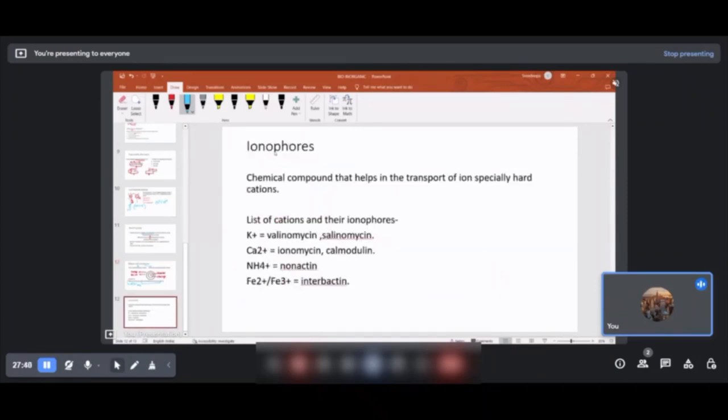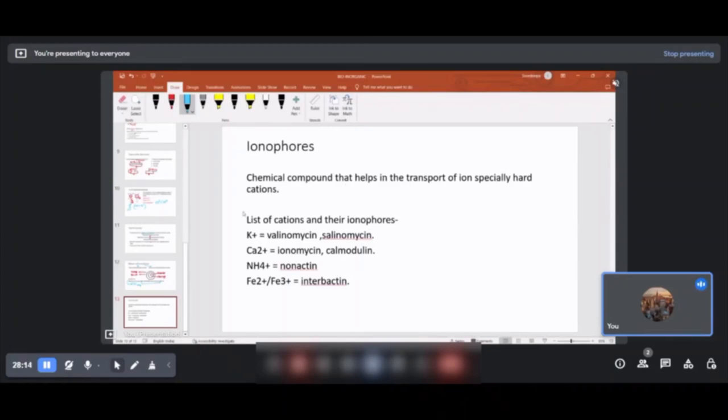Now we have ionophores. This is the last part of this topic. So what is an ionophore? A question comes to our mind: is this ion transport happening automatically? No, it's not. This transport of ions is done by some chemical compounds. The chemical compounds which help the transport of ions across the bilayer cell membrane are called ionophores. So an ionophore is a chemical compound that helps the transport of ions, specifically hard cations.